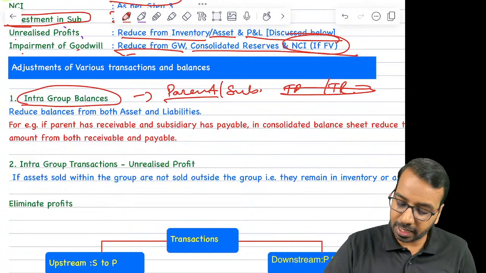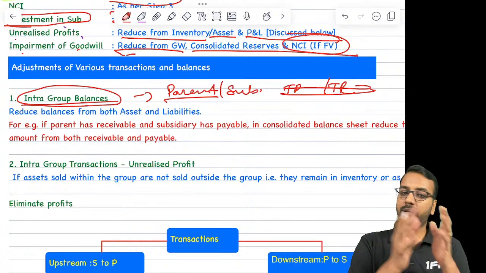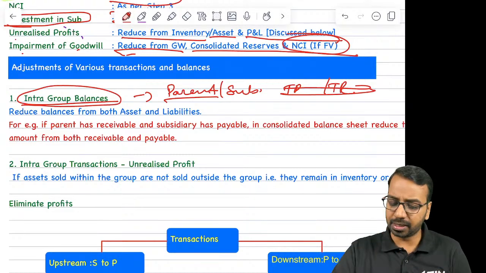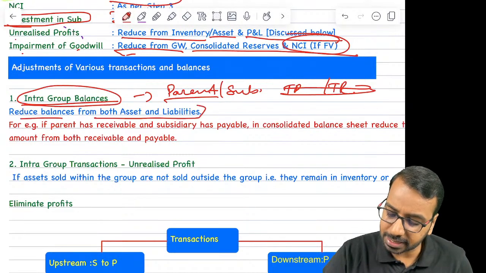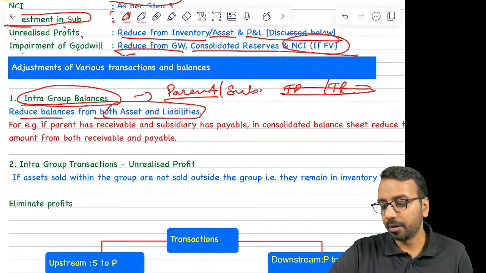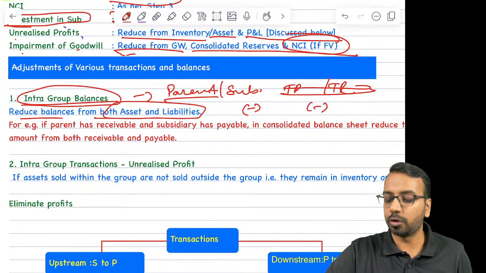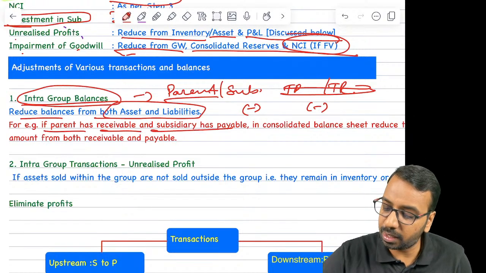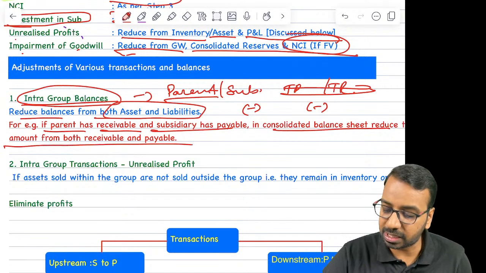So if there are any intra-group balances, trade receivable, trade payable, investment in debentures, debentures issued, whatever is there, you will reduce from both assets and liabilities. So basically, from assets also you will reduce, from liabilities also you will reduce. If the parent has a receivable and the subsidiary has a payable, in the consolidated balance sheet reduce both receivable and payable.